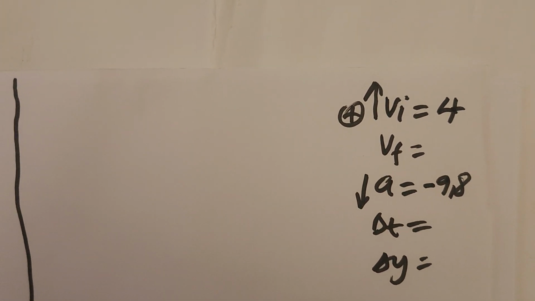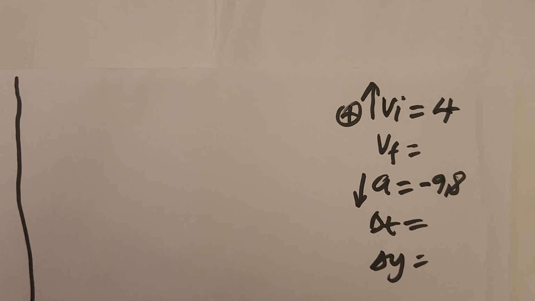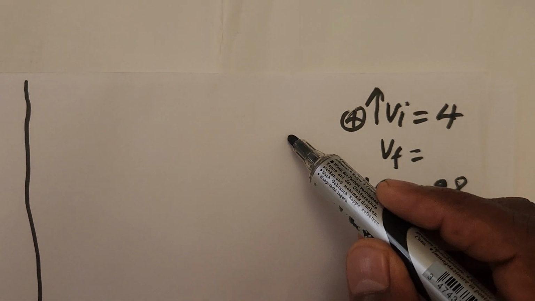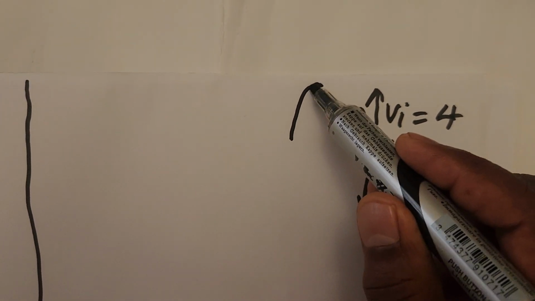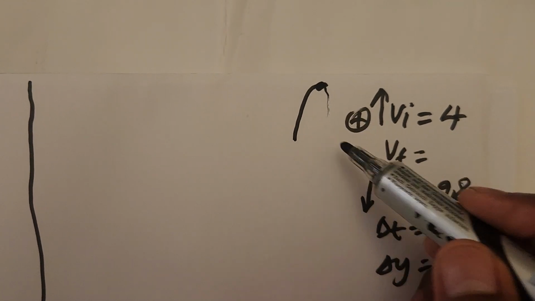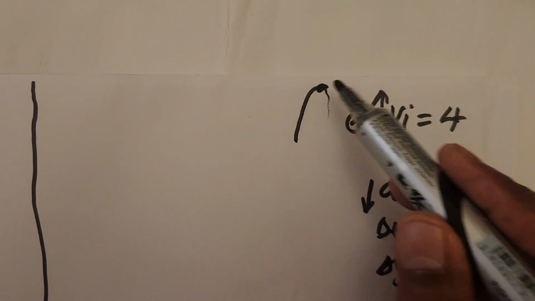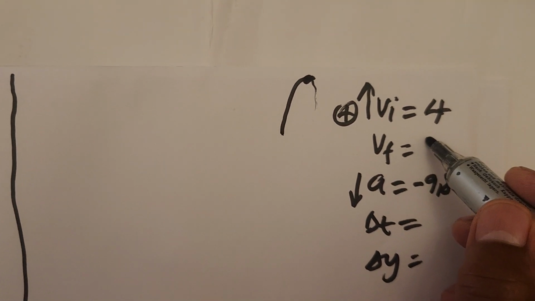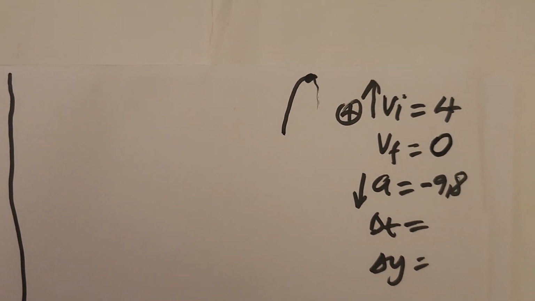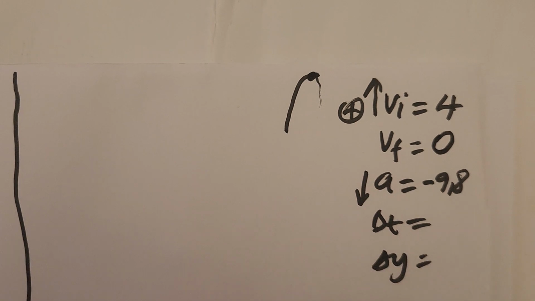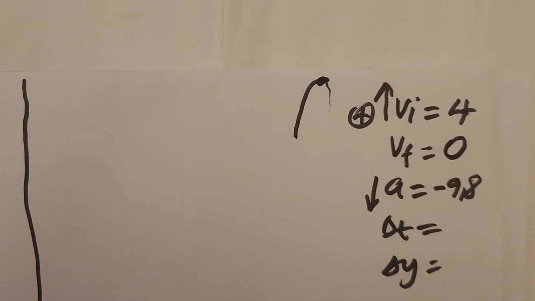Fine. What else do we know? Remember we said the time it takes to reach the maximum height here is the same as the time it takes to reach the same level. Again, at the maximum height on its way up, the final velocity is 0. Now we know at least 3 quantities. We can use equations of motion.